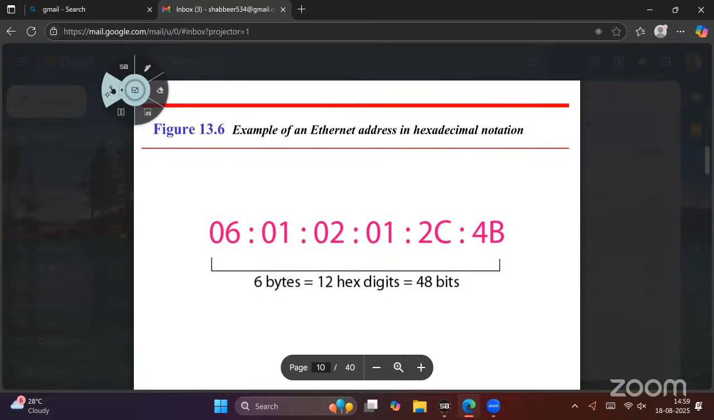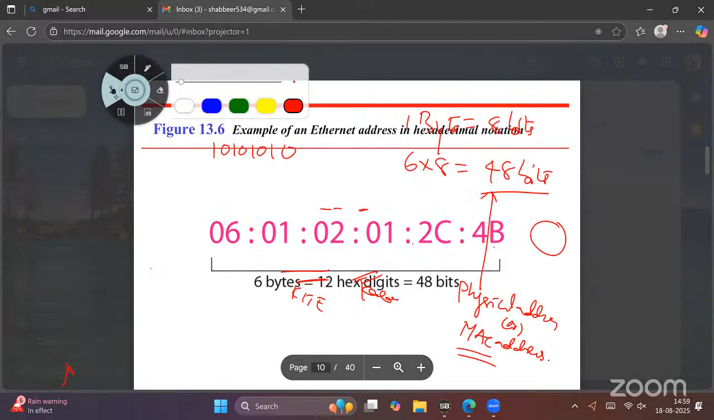48 bits. So 48 bits are how many bytes? 6 bytes. 1 byte is equal to how many bits? 8 bits.